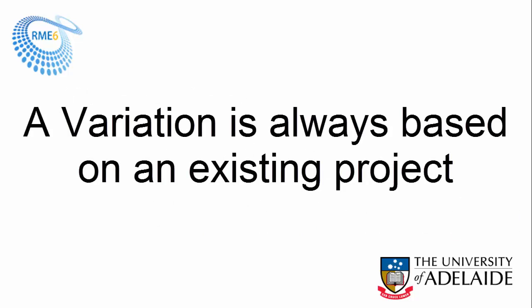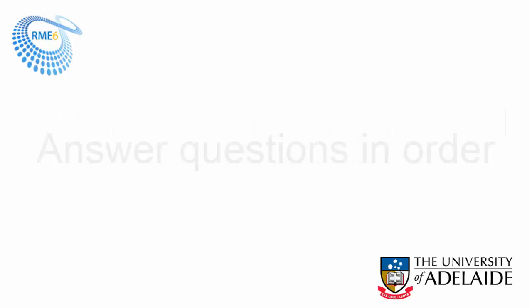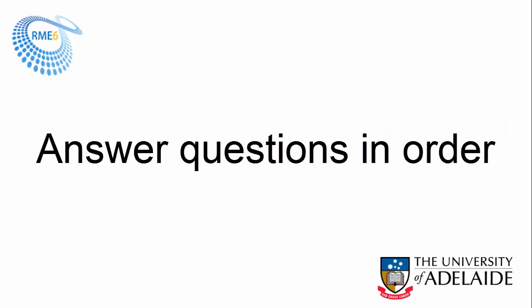A variation is always based on an existing project in Research Master. Remember, you need to answer all questions in order because any answers to questions may trigger the reveal of important follow-up questions in the same section or in subsequent pages of the E-form.